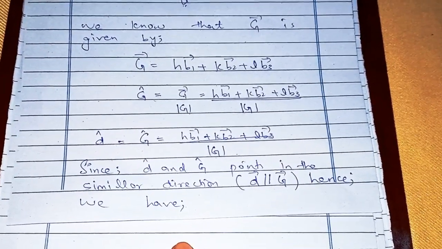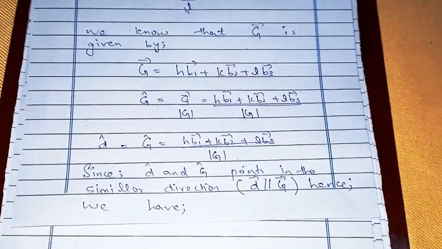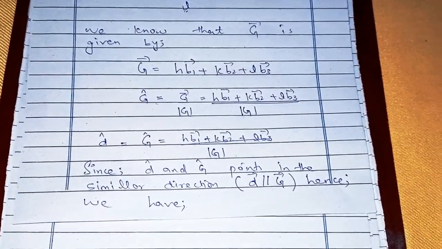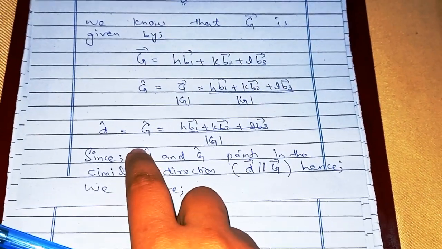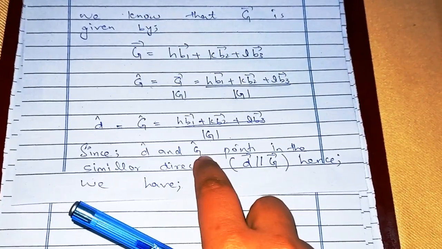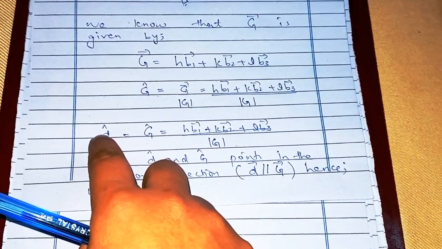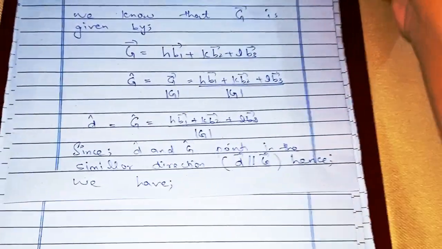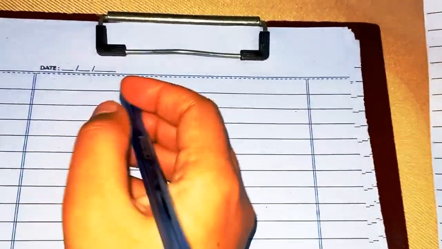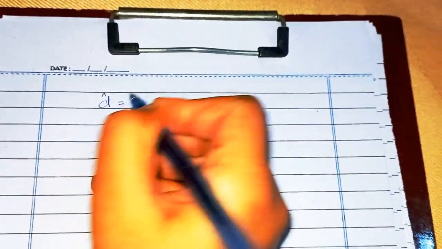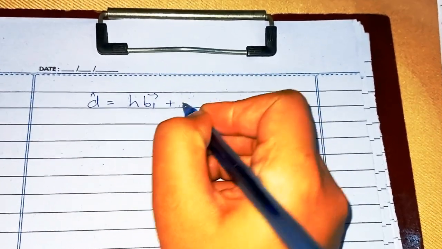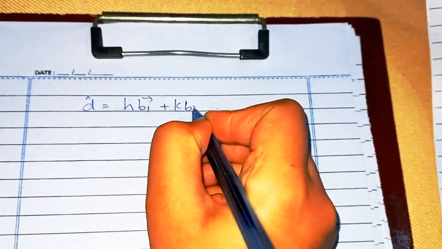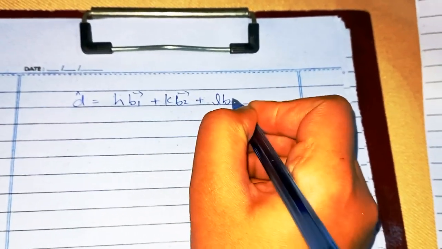Alright, but we cannot put their magnitudes equal to each other because they are not necessarily equal. So we'll put the unit vector of d equal to the unit vector of g. I'll write the d unit vector equal to this thing in the next step, considering that both unit vectors are pointing in and representing the similar direction. So we can write this thing.